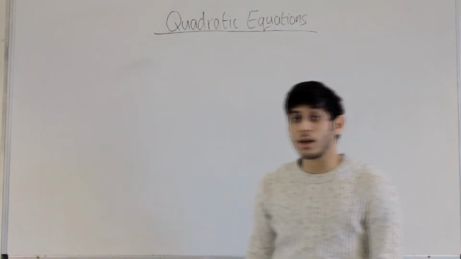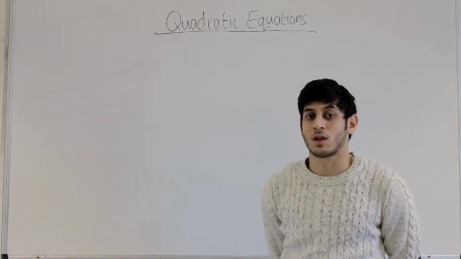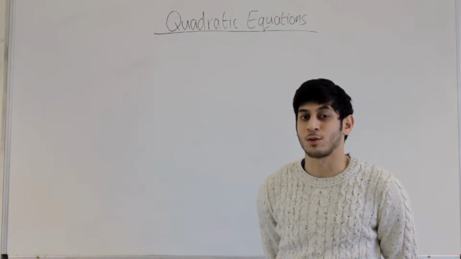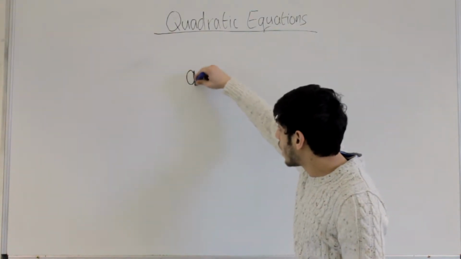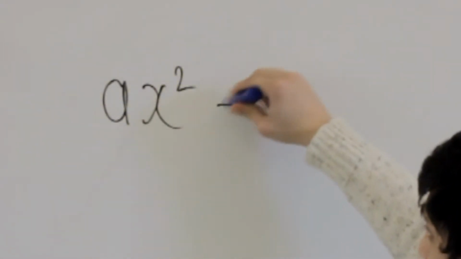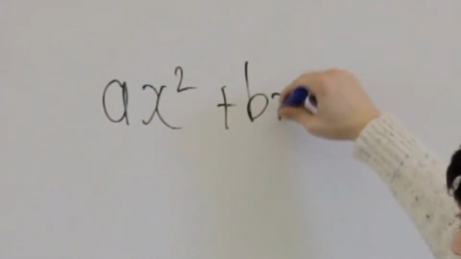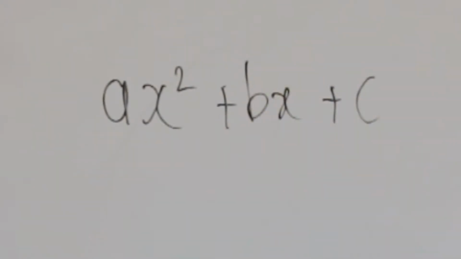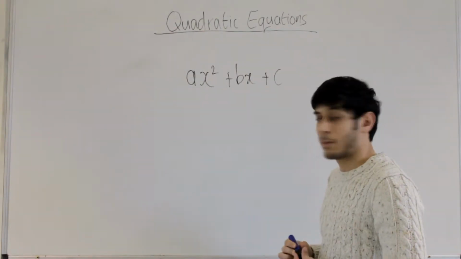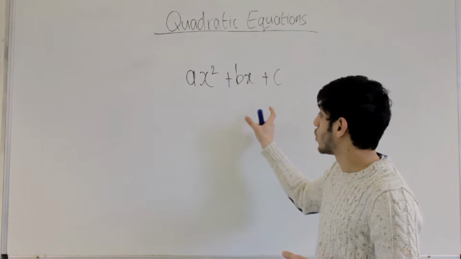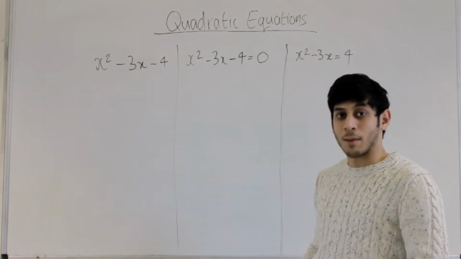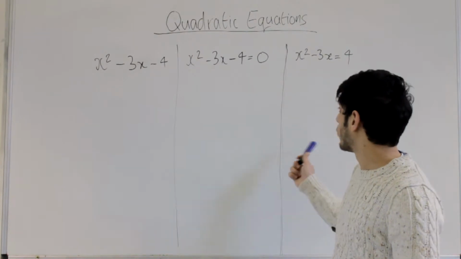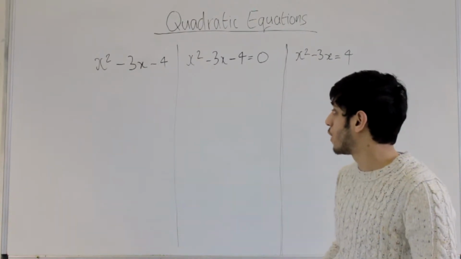Hi guys, today we're going to be going through quadratic equations, and for this part we're going to be looking at how to factorize quadratic equations. They usually come in this form: ax squared plus bx plus c, and we're going to factorize these. Basically we're going to put this equation into a bracket. You can get quadratic equations in your exam in these three different forms. All three are very easy to solve.